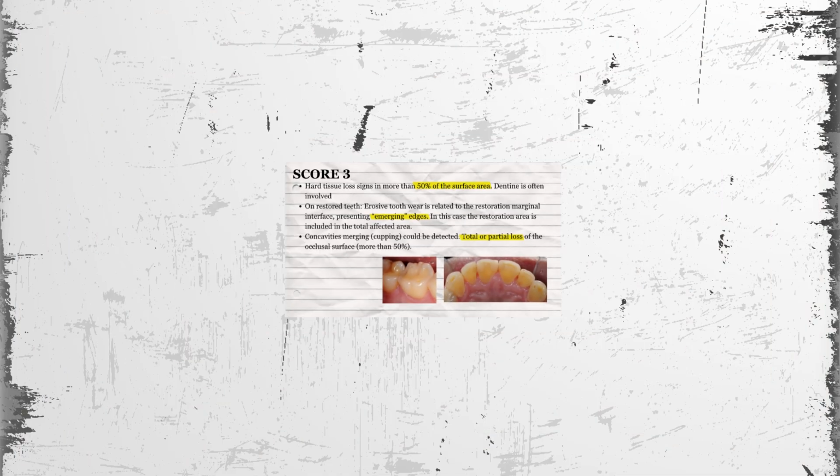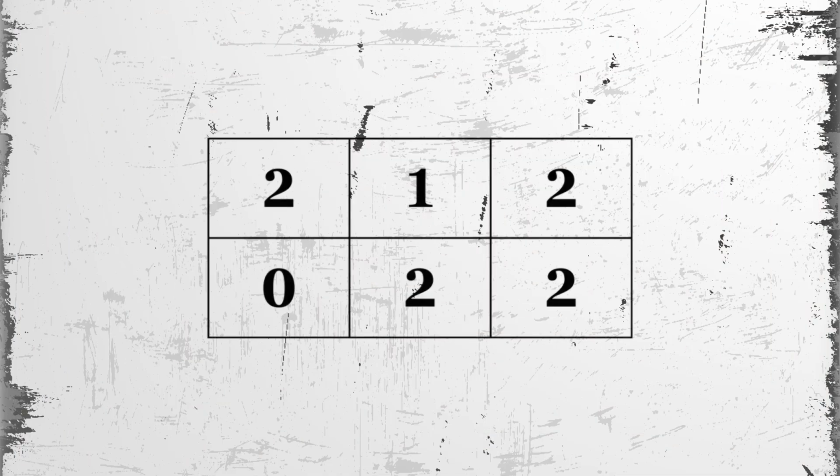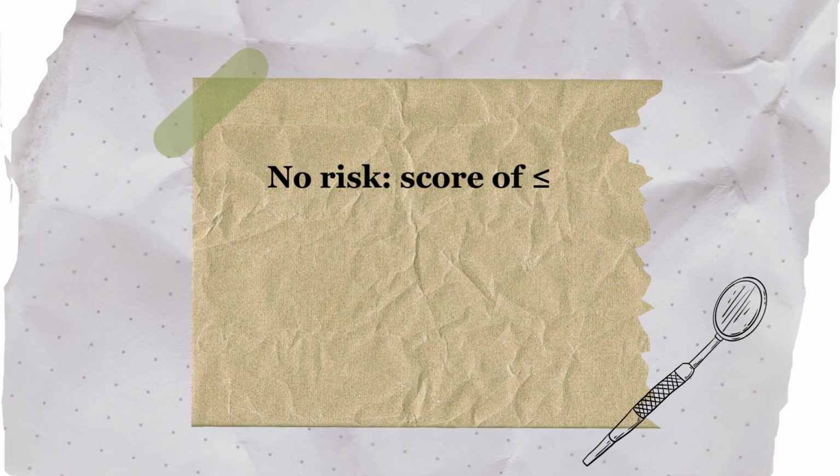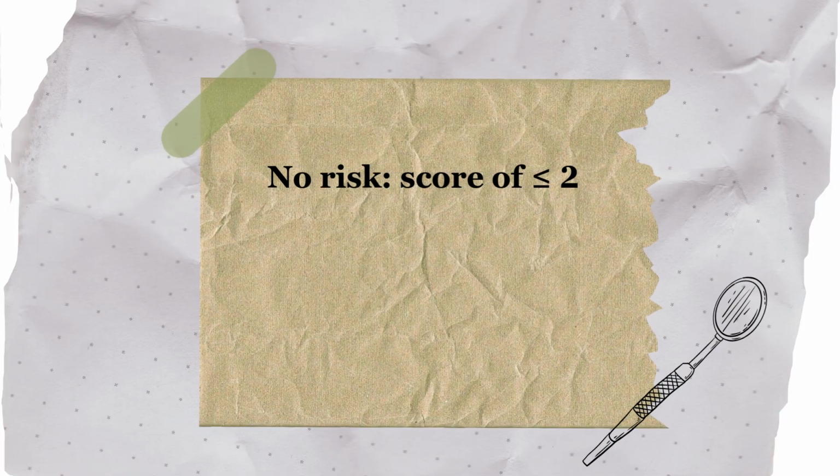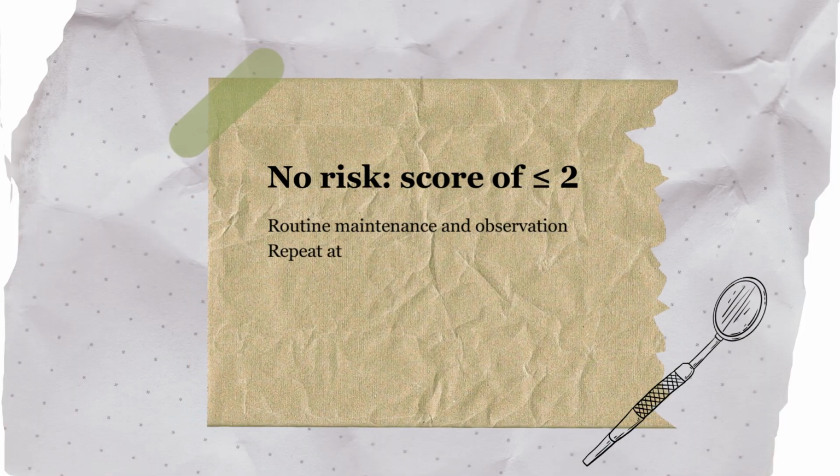The BWE uses a cumulative score taken from all sextants in the mouth. If the cumulative BWE score is 2 or less, the patient is at no significant risk. Management here is simple: routine maintenance and observation, with reassessment roughly every 3 years.